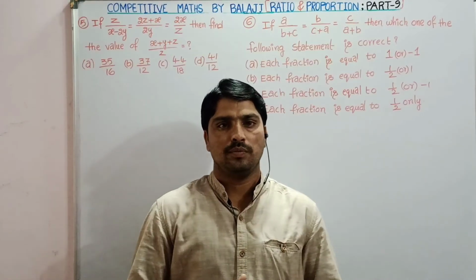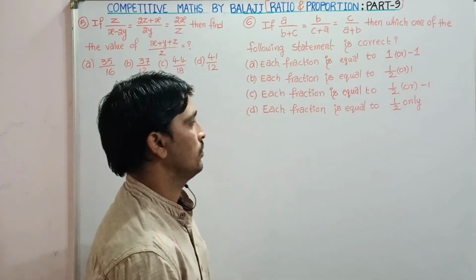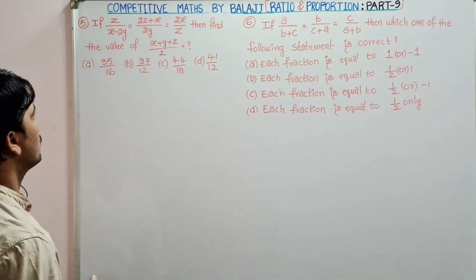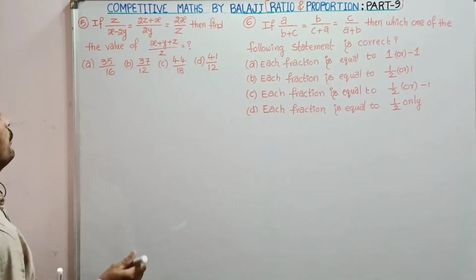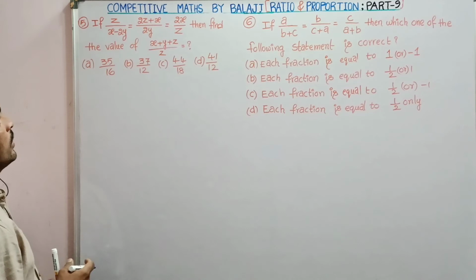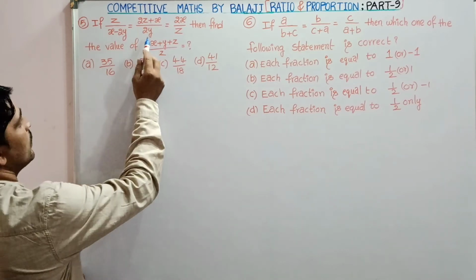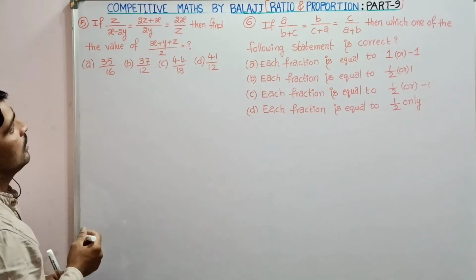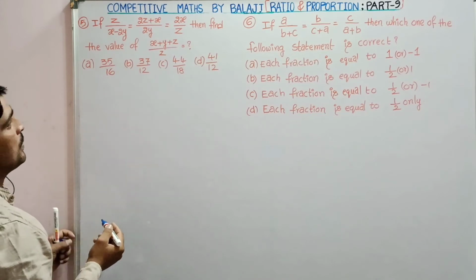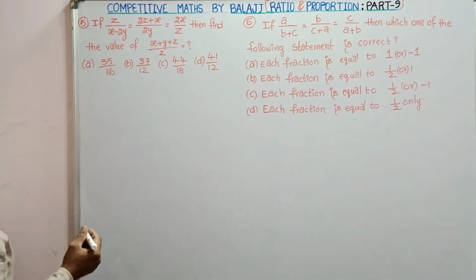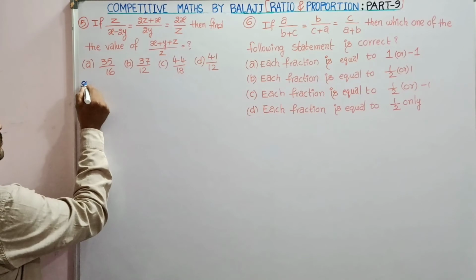Okay, last two questions of this part. Most important questions, these two are. Fifth one. If z by x minus 2y equal 2z plus x by 2y equal 2x by z, then find the value of x plus y plus z by z. Solution.